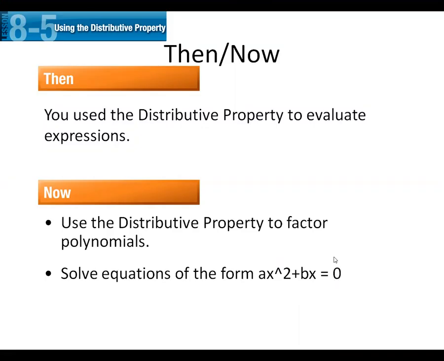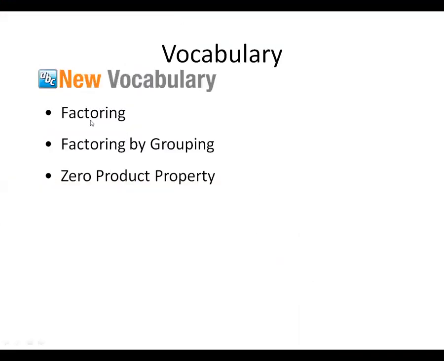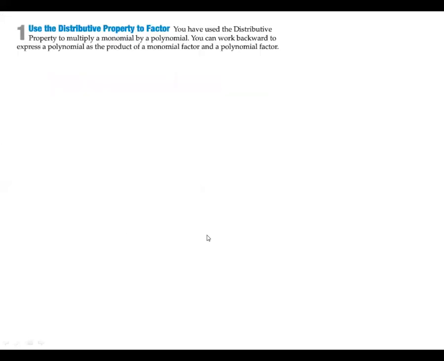Now we're going to use the distributive property in this section in a unique way. It's kind of like reverse distributing. So let's check some of this out. We'll talk about what factoring means, factor by grouping, and the zero product property.